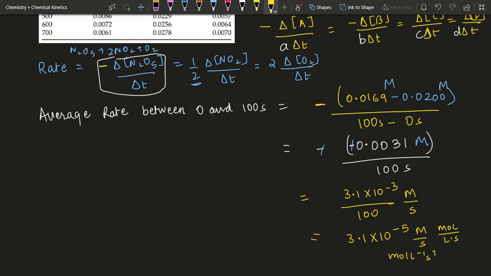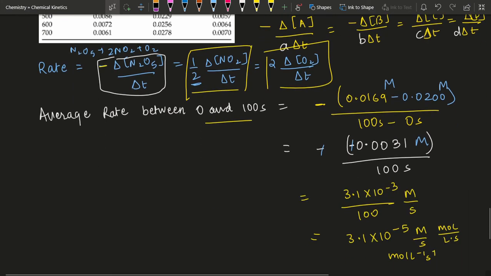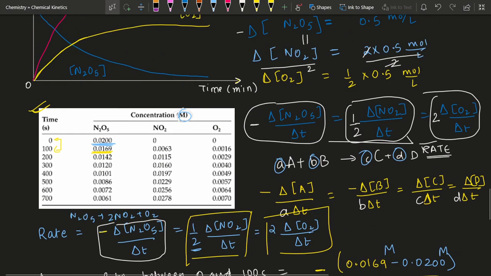So that's how you calculate the average rate. You could have chosen any expression here, this one or this one, and for the interval between 0 and 100 seconds you would have always got the same rate. And that's a brief introduction to chemical kinetics, and mainly an introduction to the average rate of change. In the next few videos, we will start talking about the instantaneous rate of change, and I'll see you in the next video.